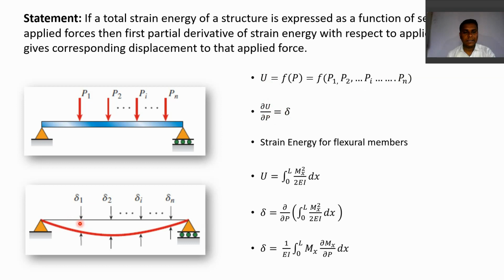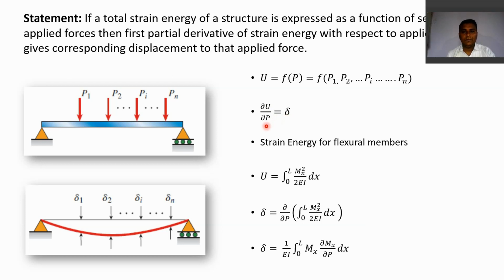That means if we are interested in this diagram, for example, to find this displacement delta 1, we have to take the partial derivative of the strain energy with respect to P1. Similarly, if we are interested to find this delta n, the displacement under the point load Pn, we take the partial derivative of strain energy U with respect to Pn. You will get the respective displacement delta n. So in general we can say ∂U/∂P is equal to delta, that is, the first partial derivative of strain energy with respect to the applied force gives the displacement under that particular point load.